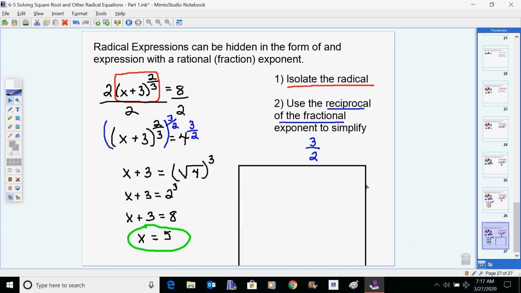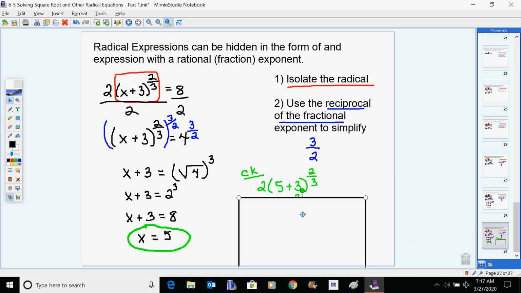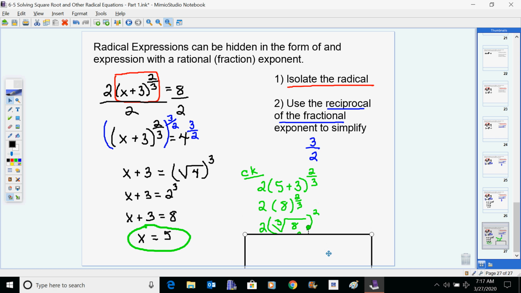All right, one last thing to do, of course, we need to check it, put it back into the original problem. 2 times 5 to the 2/3 power, really 2 times 8 to the 2/3 power, cube root of 8. The denominator is your index, and then the exponent is the square. Square it, finish, and it checks out.